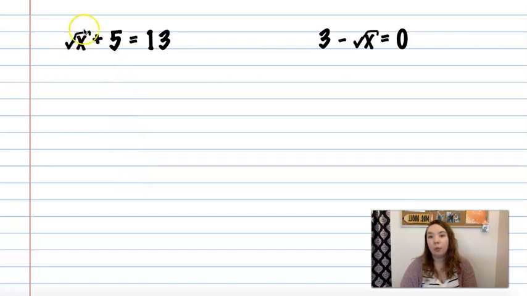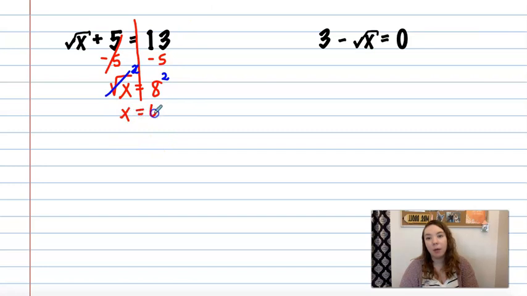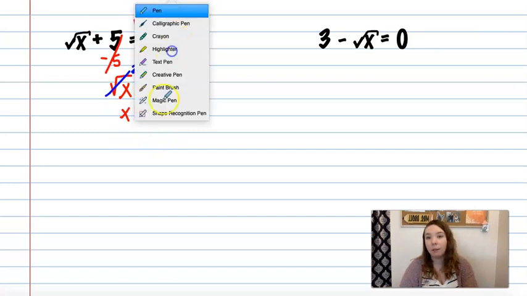So here I have the square root of x plus 5 equals 13. What I'm going to do is subtract 5 from both sides, which will give me the square root of x here on the left equals 8. And then to get rid of a square root, we're going to do the opposite and square both sides. So this will give us x equals 64. And that's our answer.